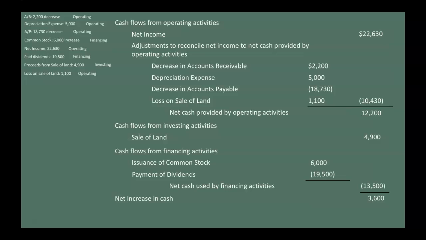The way that we find that number is that we take the net cash provided or used by each type of activity. So operating activities was $12,200. Investing activities was just that $4,900. Financing activities was that negative $13,500. You add those together and you get the net increase in cash of $3,600. We then show the cash that we had at the beginning of the period. We add those together and that will give us our cash at the end of the period, the $14,300.